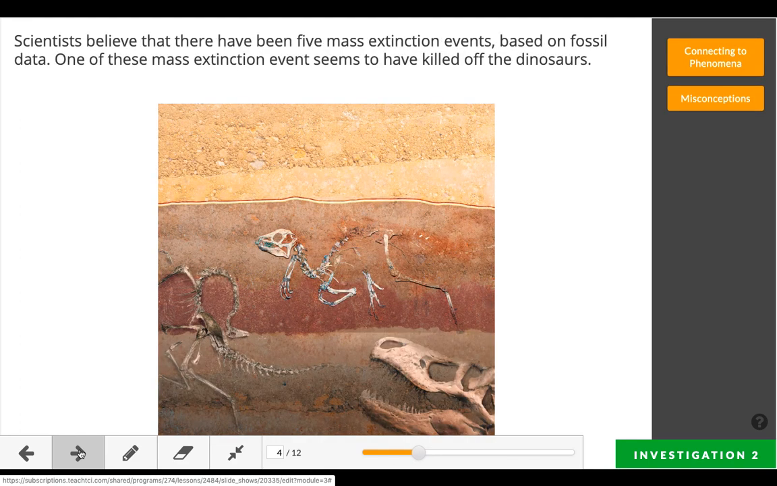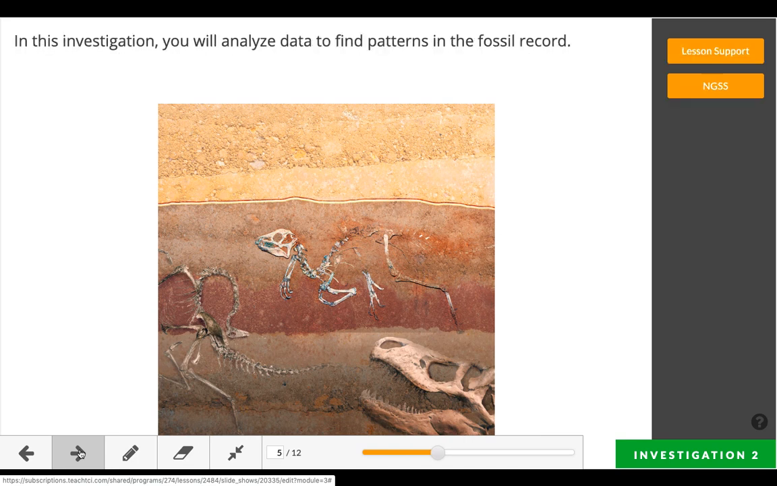Scientists believe that there have been 5 mass extinction events, which means that an entire species or many entire species went extinct at the same time. This is based on fossil data. One of the mass extinction events seems to have killed off the dinosaurs. In this investigation, you'll analyze data to find patterns in the fossil record.